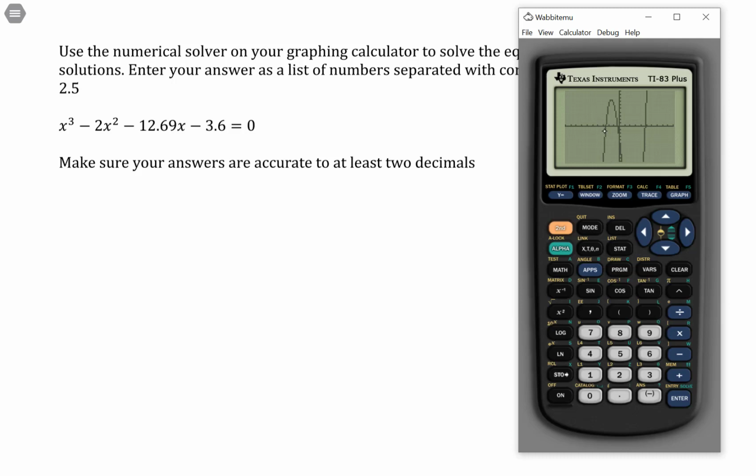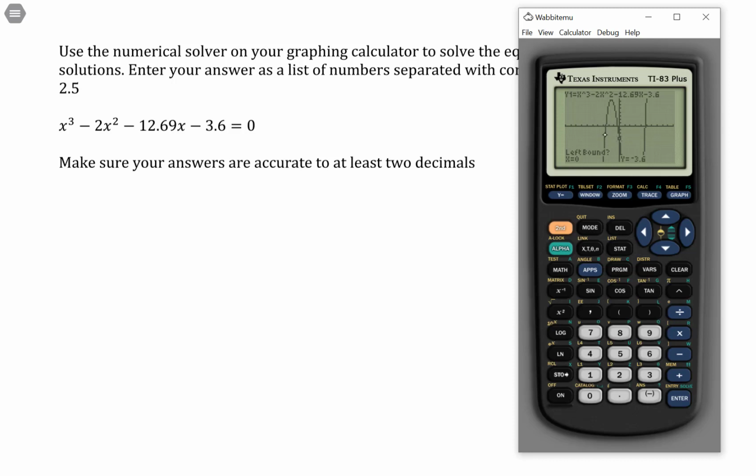For instance, this one looks like it's close to -3, but it doesn't look like it's exactly -3. So to figure out what it is, I need to use the calculations in the graphing feature of the calculator. I want to calculate a zero, and to do this function, I need a left bound, a right bound, and an initial guess.